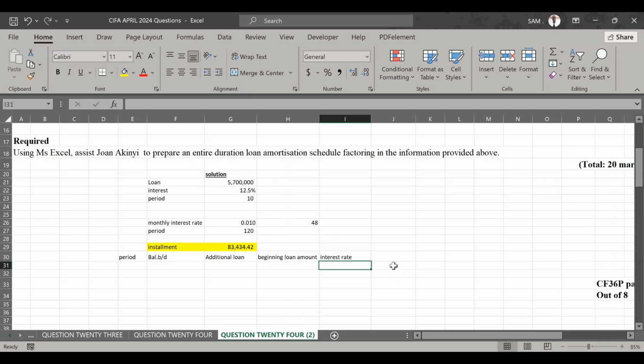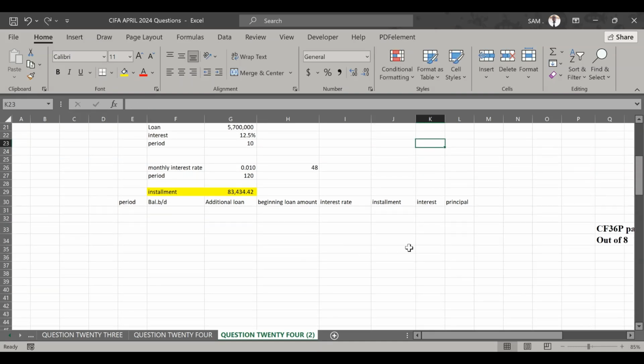Then that is now when we go to the installment. I just mentioned to you a short while ago what the elements of an installment are. An installment has interest and principal. Those are the elements that make our installment. Now, let me bring on board interest. So I type the interest. That is the first element of our installment. Then principal amount. Then what else?